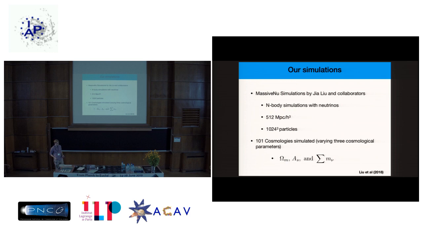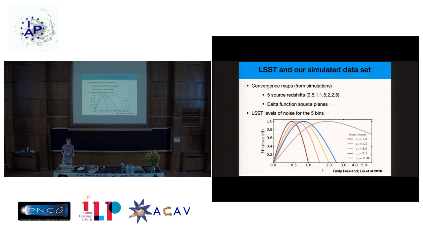From these simulations, we then imagined a very idealized LSST-like setup where we have five source redshift planes, delta functions in this case, at redshifts 0.5, 1, 1.5, 2, and 2.5. And then we ray traced through our simulations using the multiplane lensing technique to generate large sets of convergence maps. To these, we then add noise that's roughly equivalent to the kind of noise you could expect from an LSST-like setup.